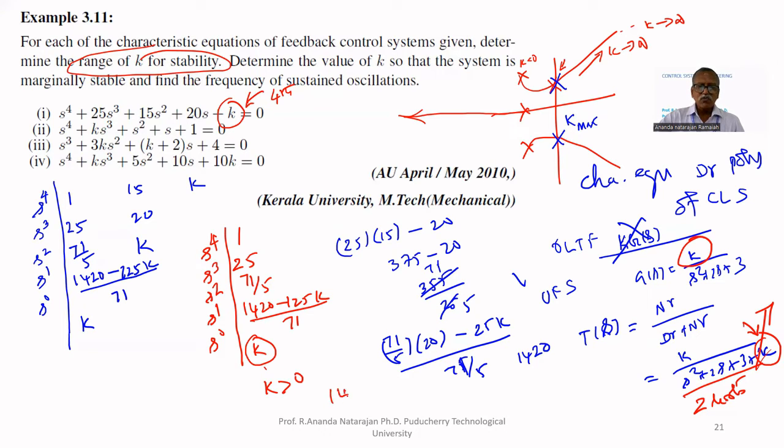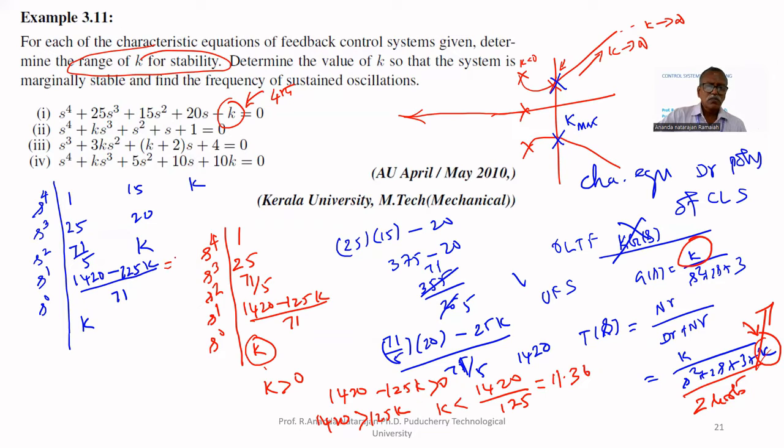And one more condition: 1420 minus 125k should be greater than 0, or k should be less than 1420 divided by 125. So 1420 greater than 125k. Therefore, k must be how much? 1420 upon 125, how much? 11.36.